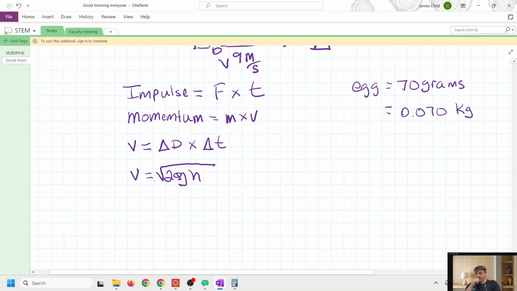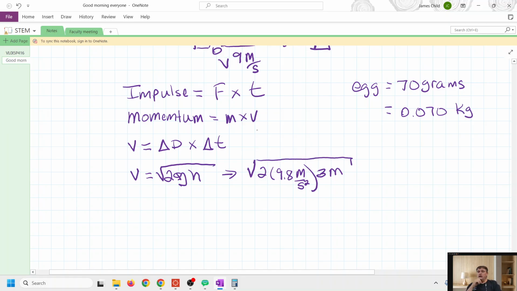So let's calculate velocity because we already know our mass. We're going to take the square root of 2 times 9.8 meters per second squared times our height. How high are we dropping it from? We're dropping it from 3 meters.